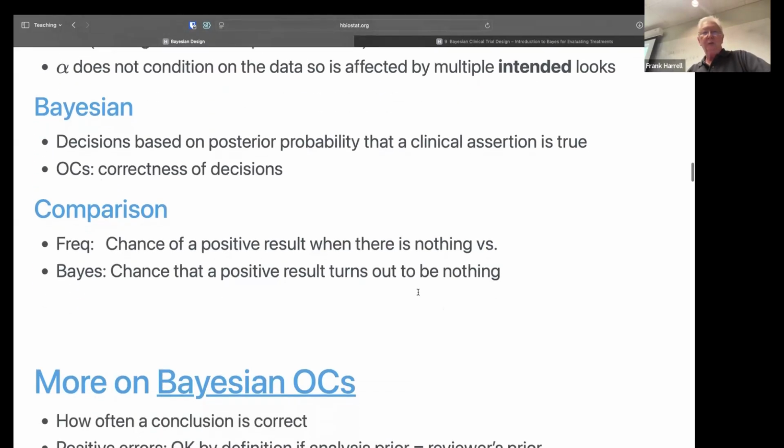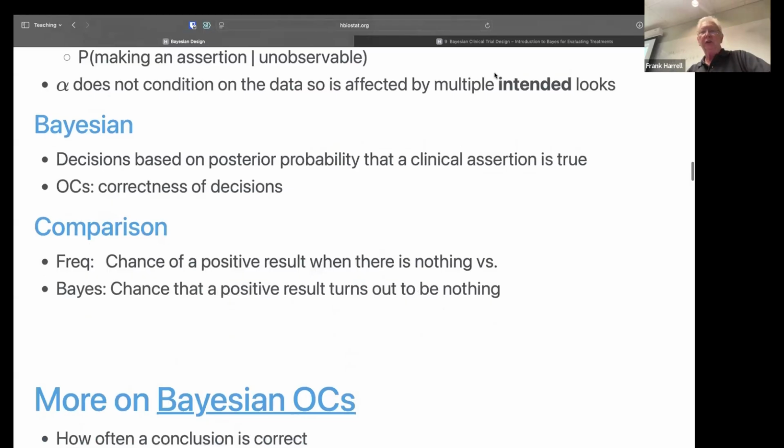So in Bayes, this is where multiplicity problems come from in the frequentist world: how many opportunities did you give data to be extreme? And the opportunities come from the number of intended looks that you're making at the data. Bayes doesn't operate that way.